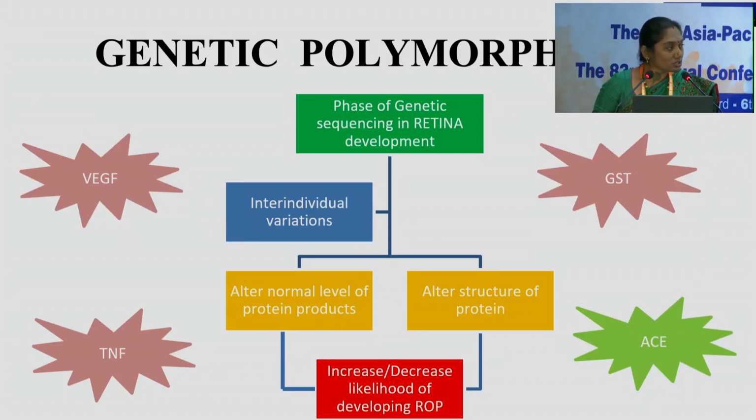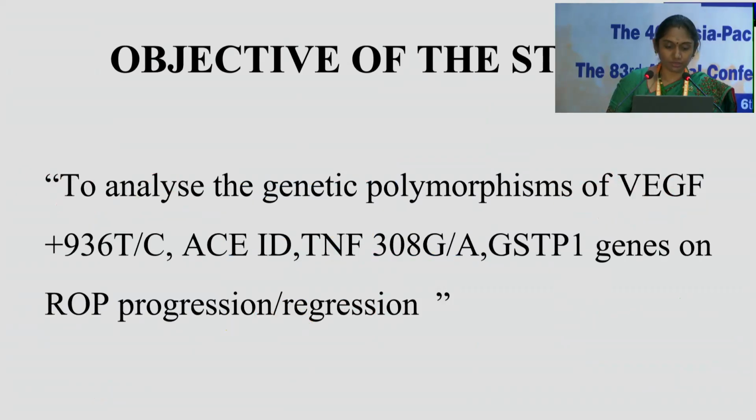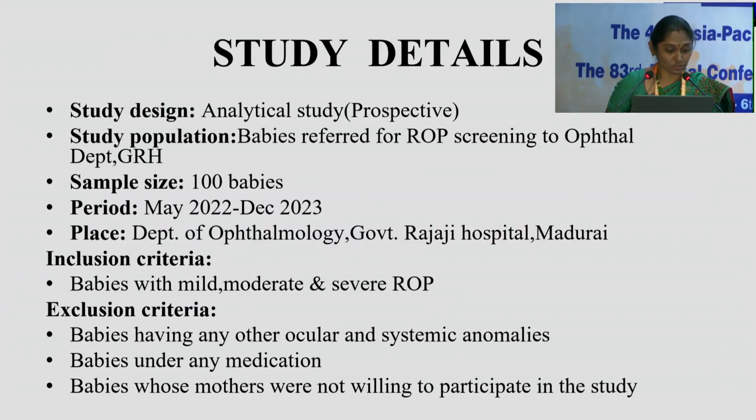That is, the mutations that occur in the genes of VEGF, tumor necrosis factor, glutathione S-transferase, and angiotensin converting enzyme. The objective of the study, as I told, is to analyze the genetic polymorphisms of these genes on ROP progression and regression. And methodology, this is an analytical study.